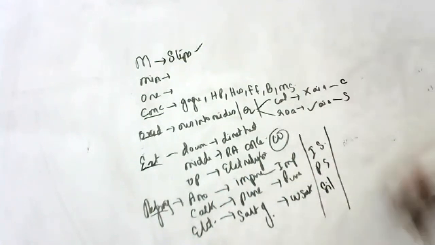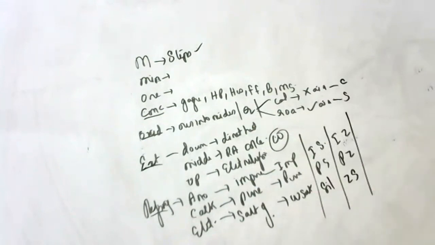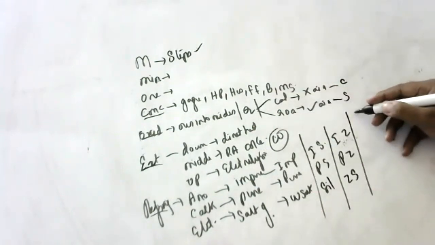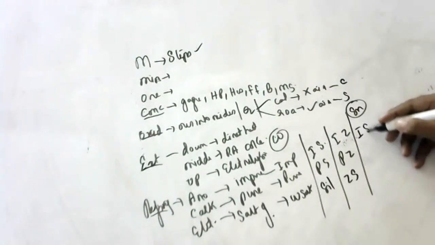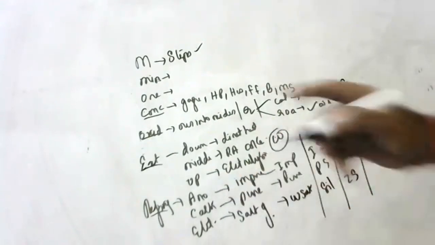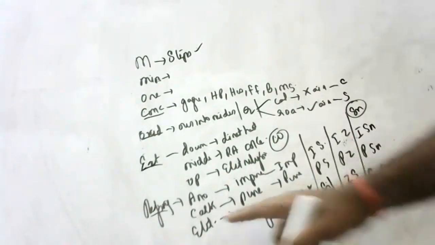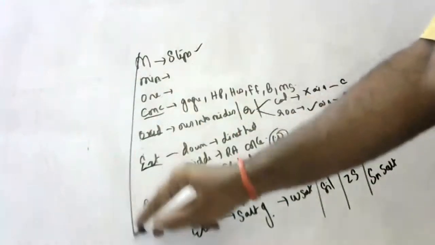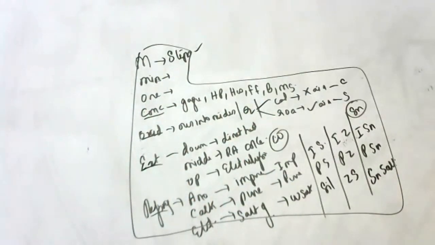Suppose I want to purify zinc. Impure zinc, I will take as anode. Pure zinc, I will take as cathode. Some zinc salt, I will take as electrolyte. Suppose I want to purify tin. Impure tin, I will take as anode. Pure tin as cathode, and tin salt as electrolyte.